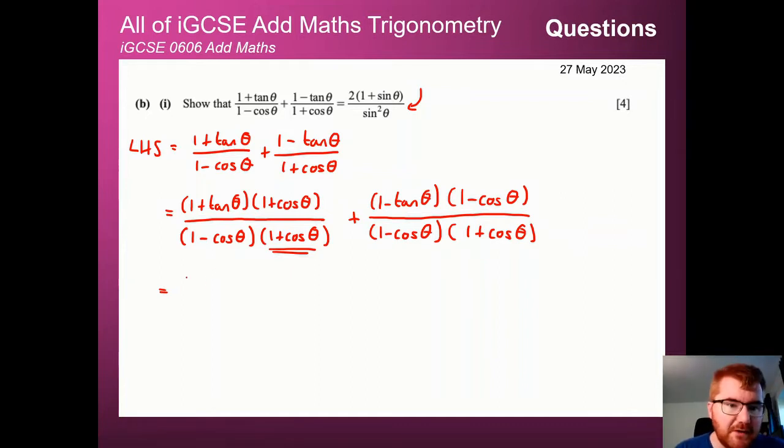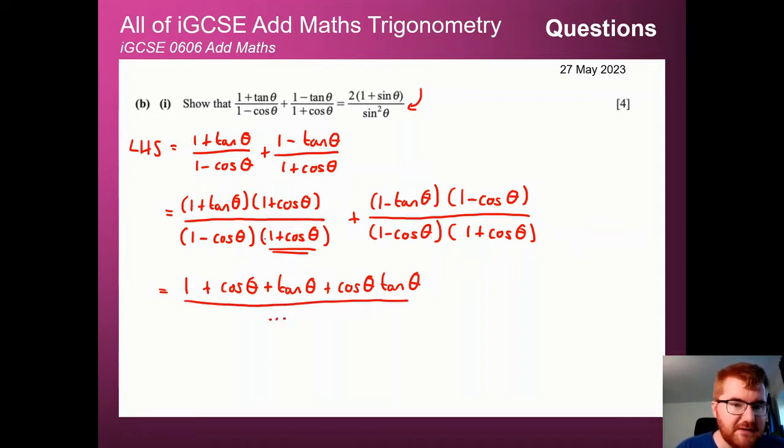So if we multiply out the top here, we get 1 plus, I know lots of things are going to cancel here, 1 plus cos theta plus tan theta plus cos theta tan theta. Okay, I'm going to put dot dot dot just to represent the bottom here. Again, trying to save myself a bit of time in the Add Maths exam.